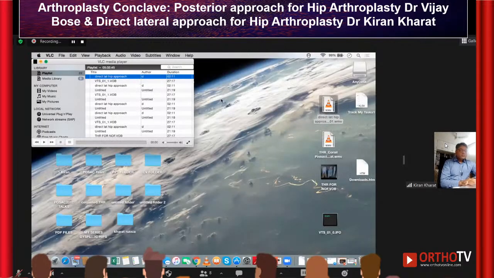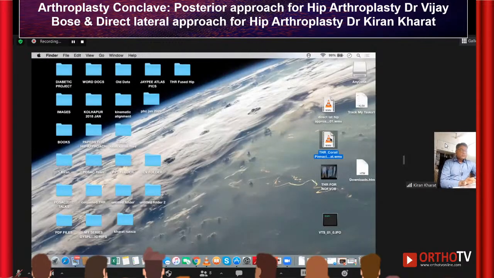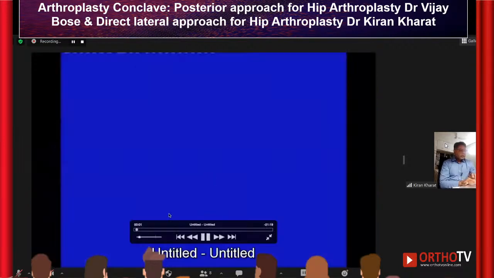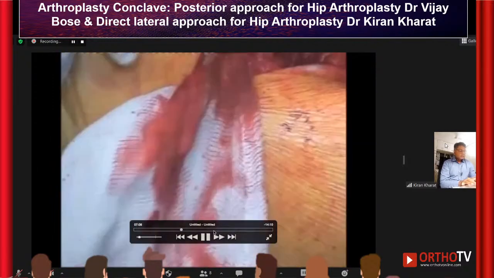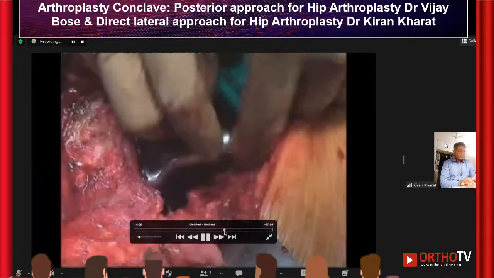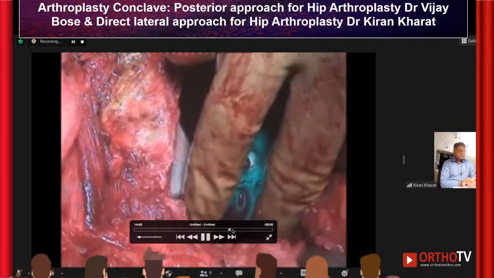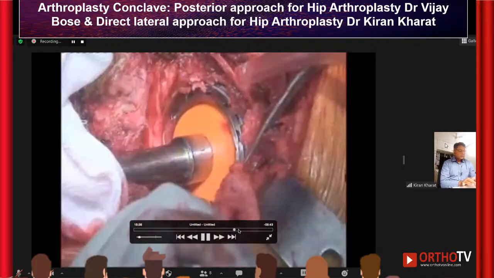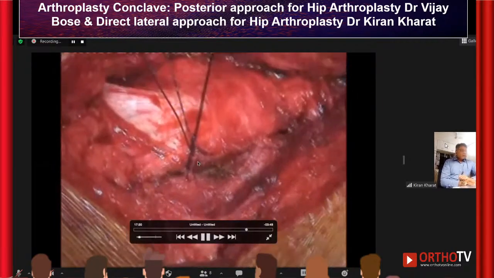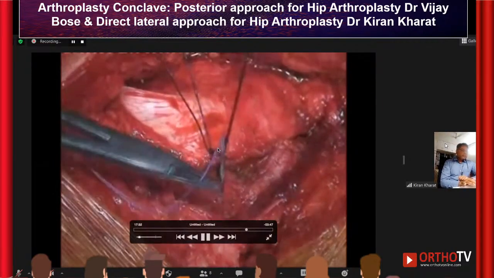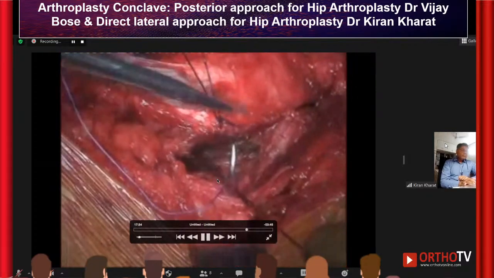That is one video. In this video, I directly want to go to the closure, and I will drag the cursor to that part. So the closure, you can see that the stay stitches are well in place.